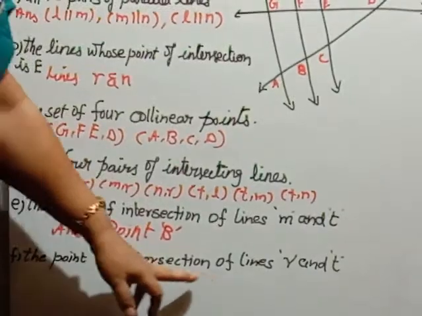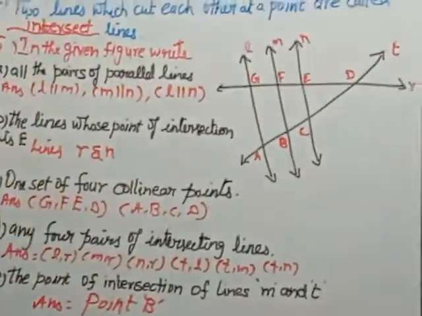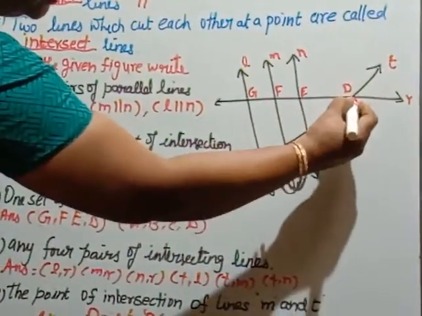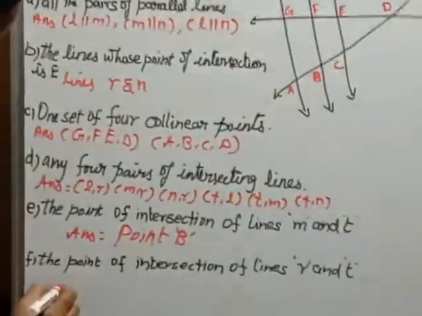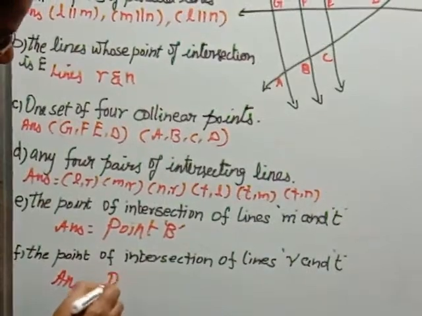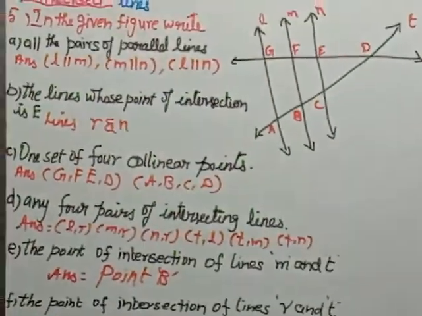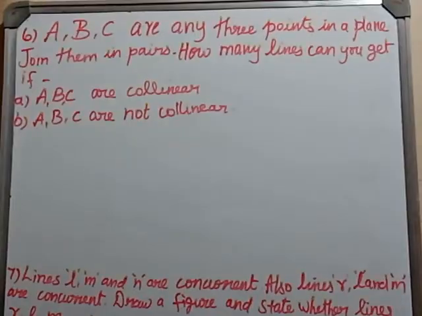The point of intersection of lines R and T. Here R, here T. Which point is intersecting? Only point D. What is the answer? Point D is the answer. Understood, children? Now we are going to solve the sixth sum.